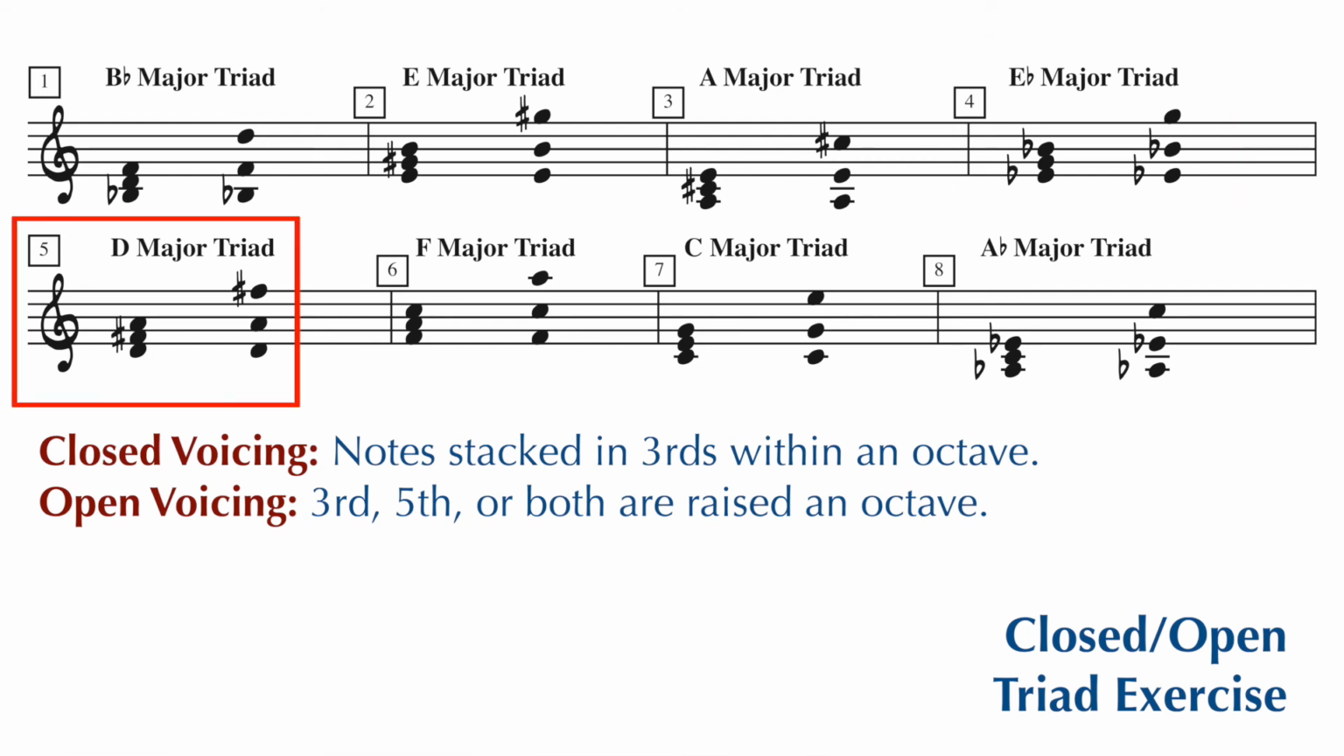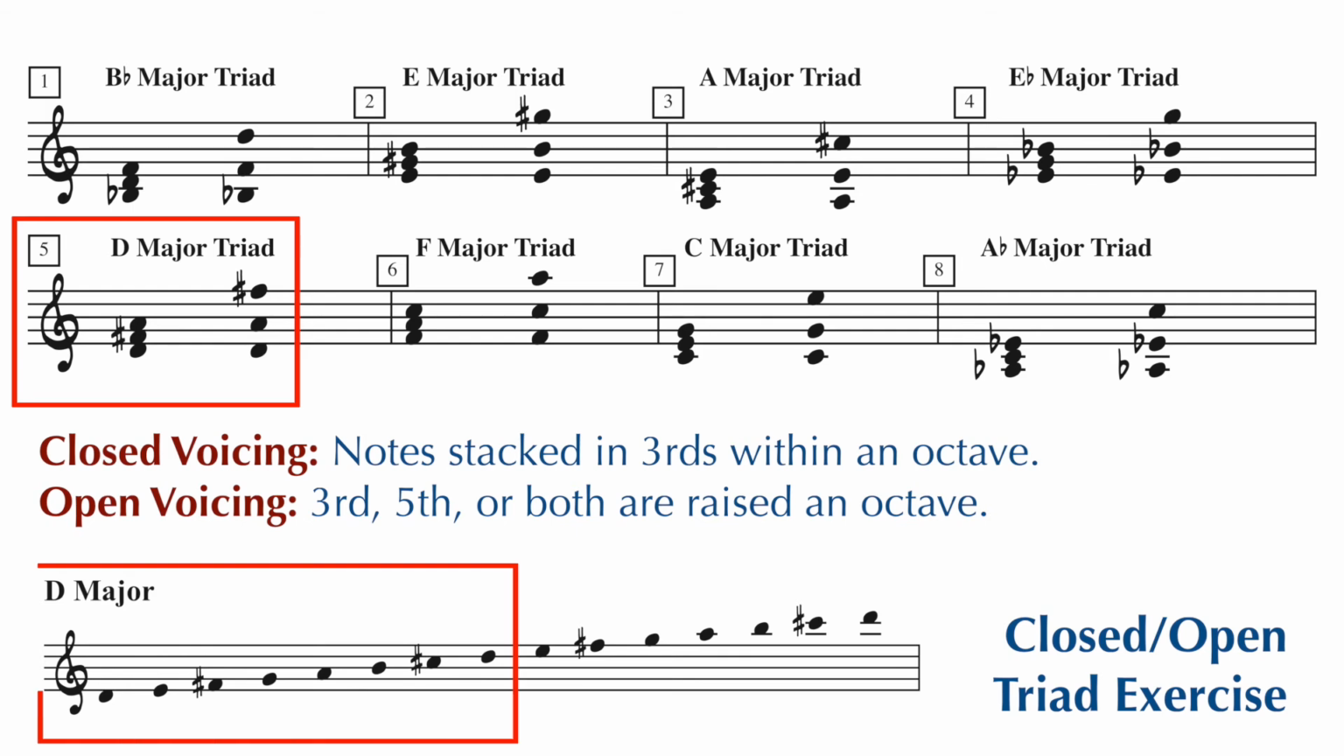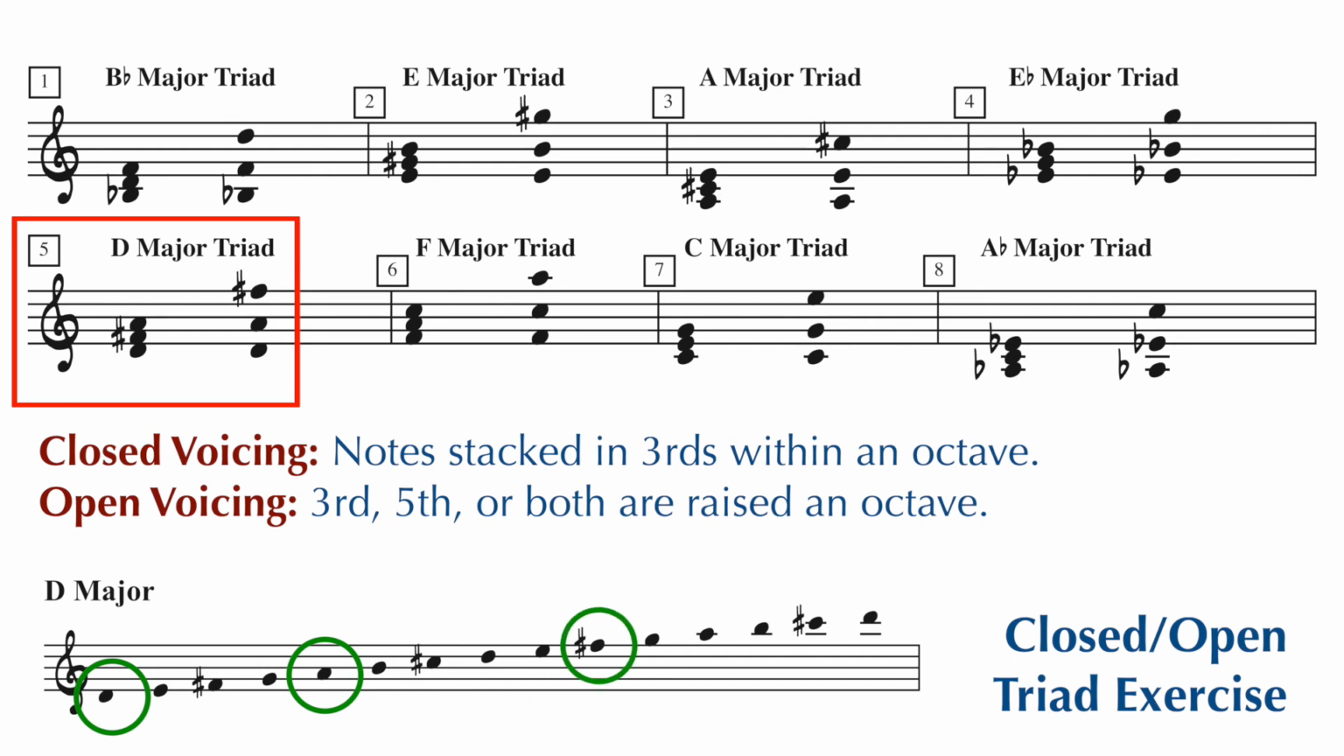Number 5, D major triad. Let's build our scale. 1, 2, 3, 4, 5. D, F sharp, A is our closed voiced D major triad. To change this to an open voiced D major triad, we can raise the third of the chord, that F sharp, an octave, and now we have an open voiced D major triad.